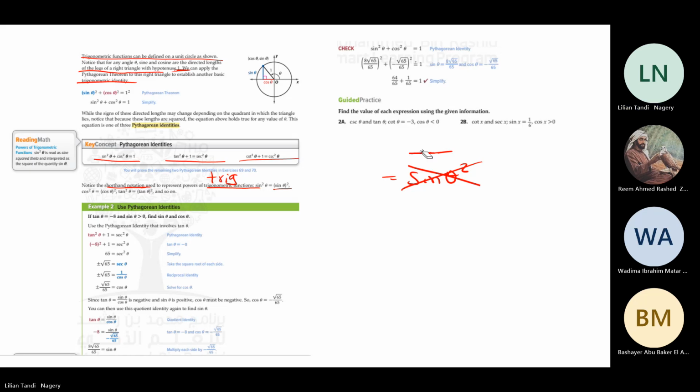All right. We continue. Now, how will you know that you need to use the Pythagorean identities? They will give us 2 things to find, sine and cosine. Yes, they'll give you 2 things to find. So when they give you 2 things to find, you will use the Pythagorean theorem. And what are those 2 things? Either one of them. Yes, sine and cos.